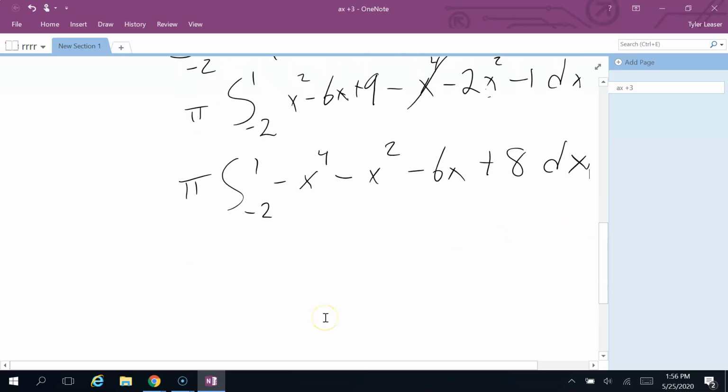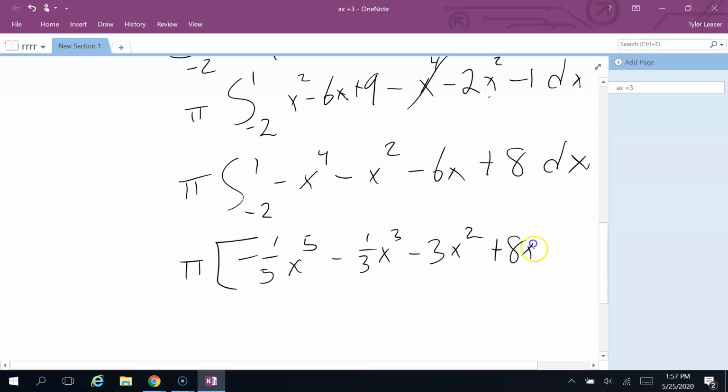Just to do the antiderivative of each of these, and we still have that pi sitting out in front. -x to the 4th is -1/5 x to the 5th. -x squared is -1/3 x cubed. -6x will go to -3x squared, and then 8 will go to 8x. And don't forget, we're plugging in our limits from -2 to 1.